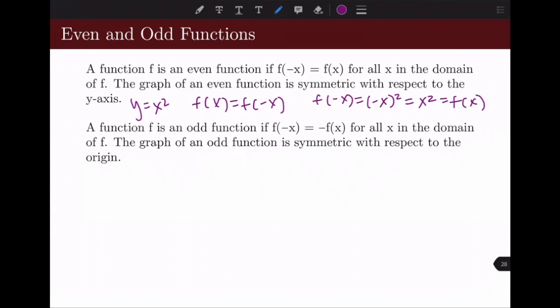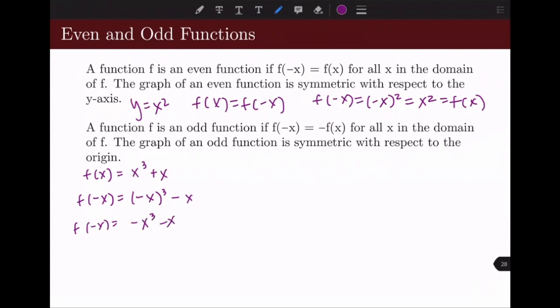So let's take, for example, f of x equal to x cubed plus x, okay? So the first thing I'm going to do is plug in negative x. So f of negative x is going to be equal to negative x cubed minus x, right? Well, negative x cubed is just negative x cubed.